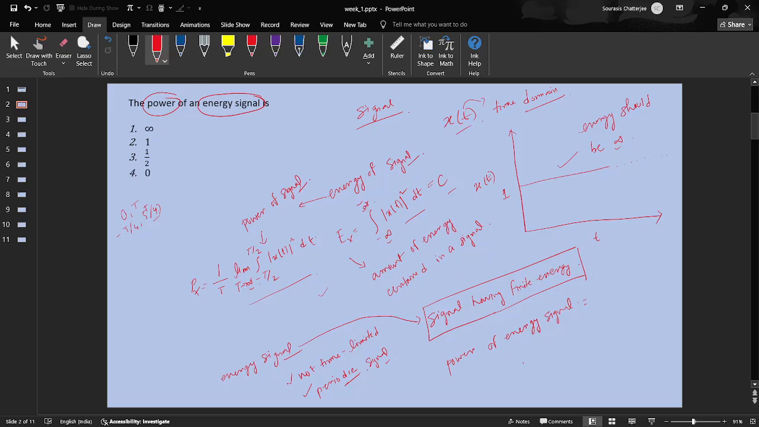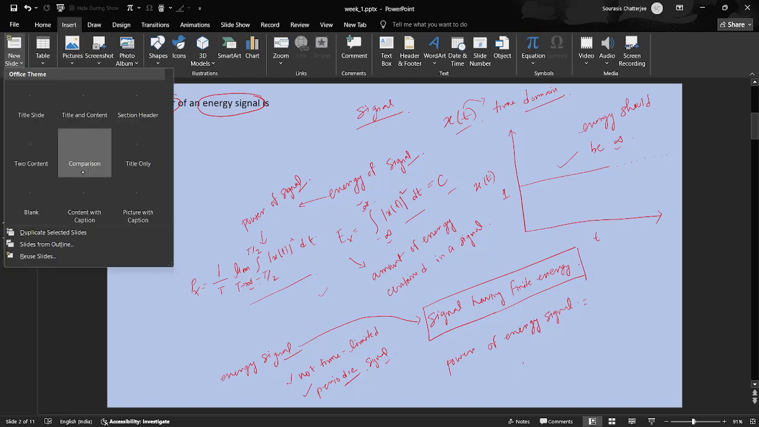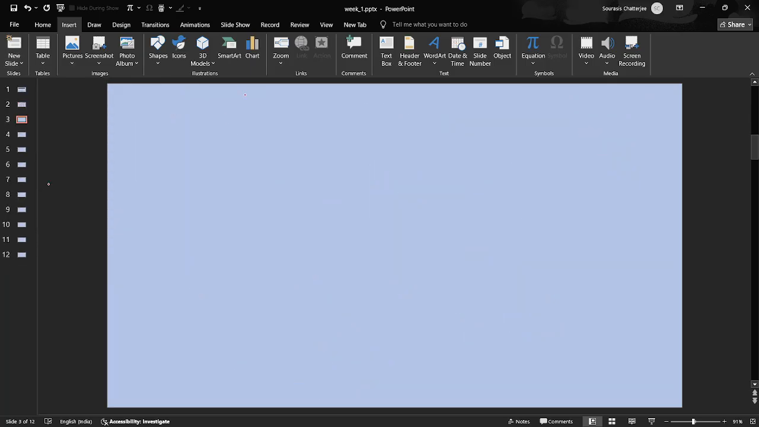The signal, its total energy E is a constant, a finite number. Plug that into P equal to the limit t tends to infinity of E by T. So E is finite, T gets larger and larger, so the finite number divided by infinity is zero. Okay, so let me just write down what you are saying. Let me introduce a slide here.